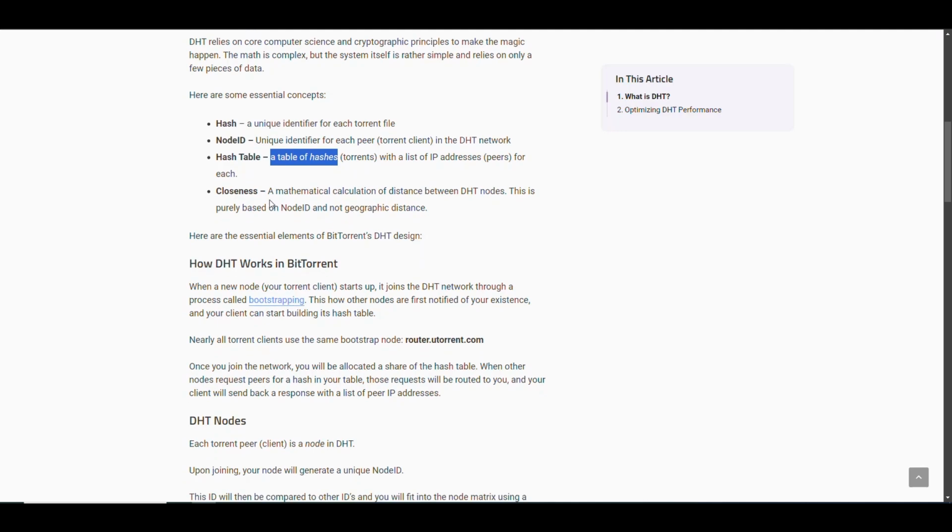And then the closeness is a mathematical calculation that lets you know which clients are closer to you, because it improves the traffic if you're communicating with people that are closer to you. So it doesn't necessarily have to be geographically. It's just based on the node ID. So your ID is closer to them. So it doesn't necessarily mean that you're talking to people that are in your country, right? It's just based on the hash, the identifier that you were given when you joined the network.